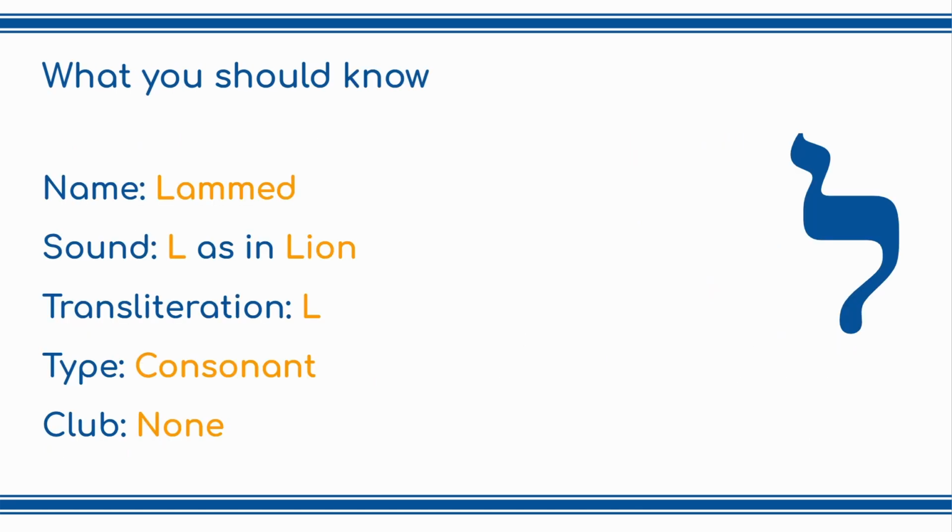What you should know before moving on from this lesson. You should know the name of the letter, Lamed. You should know the sound of the letter, it makes an L sound. And the transliteration, it's transliterated with an L. The type of letter, it's a consonant, and lucky for you, it's not part of any club. So you don't have to learn anything else new except the sound of this letter.